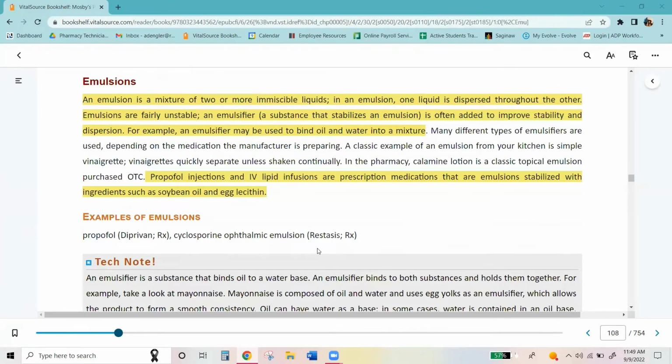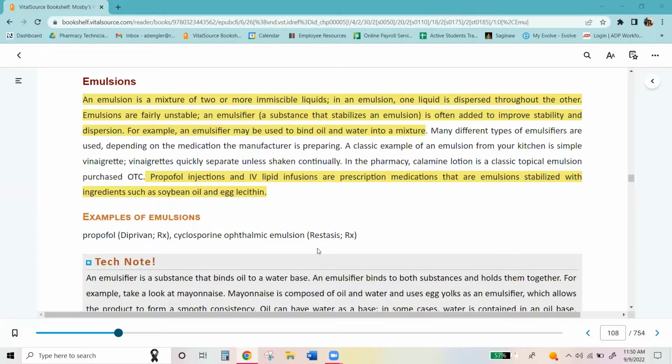An emulsion is a mixture of two or more immiscible liquids. In an emulsion, one liquid is dispersed throughout the other. They're fairly unstable, and an emulsifier, a substance that stabilizes the emulsion, is often added to improve stability and dispersion. For example, an emulsifier may be used to bind oil and water into a mixture.